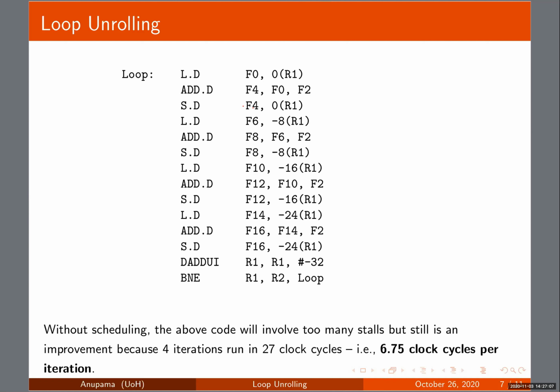And also we modify the way we do the DADDUI because now we are manipulating 4 elements in one iteration. So the register value of R1 is adjusted accordingly. Now, without doing any scheduling, it will have a lot of stalls, no doubt, just as earlier: between load and add you have a stall, between add and store you have a stall, and so on. Even though we have all that, it still runs in 27 clock cycles, reducing the number of clock cycles per iteration to 6.75.